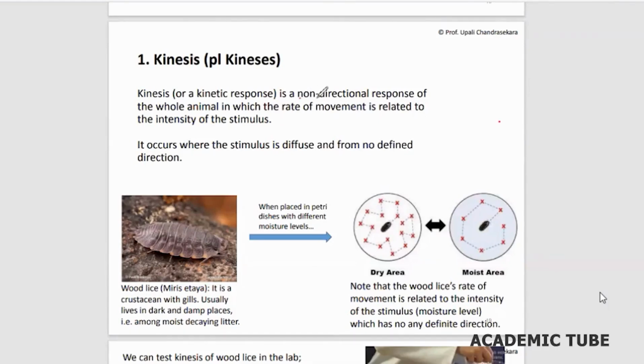The non-directional response is very important. Rate of movement is related to the intensity of the stimulus. This is very important. This is also important: the whole animal is moving.